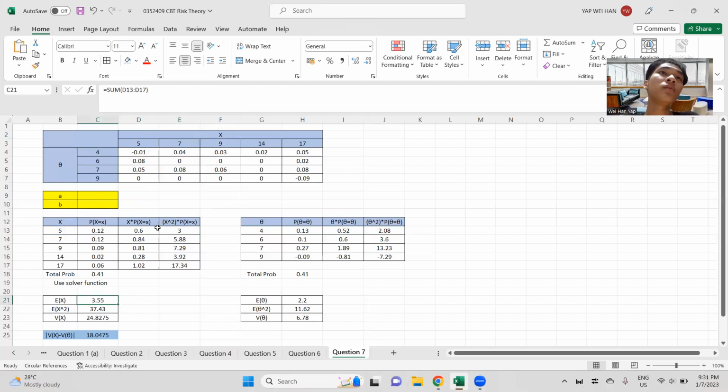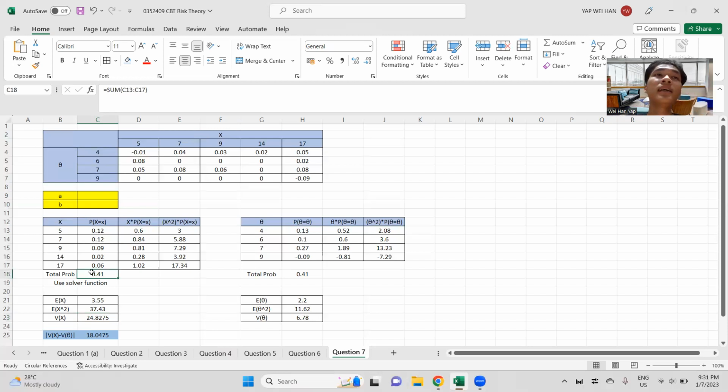To find the expectation, we just take the sum of this column. And for the second moment, we just take the sum of this whole column here. Just write them down here, and then we use the formula: the variance equals the second moment minus the first moment squared. This is our very important formula here.